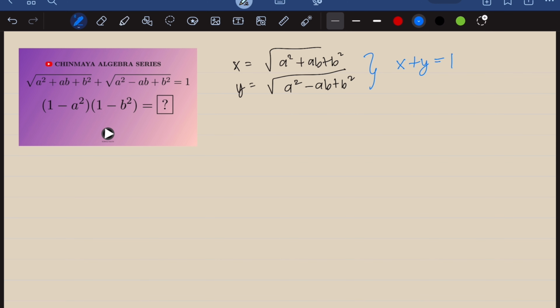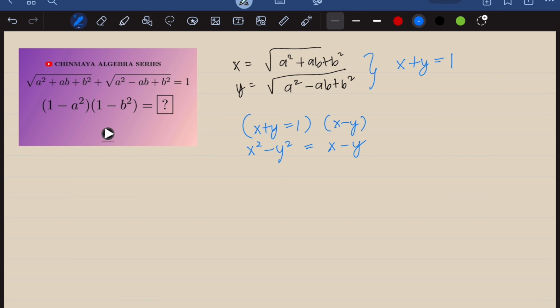We can multiply this equation by the conjugate, so x plus y equals 1, multiply by the conjugate of x plus y in terms of the radicand, that's x minus y. So the left side would be x squared minus y squared, and the right side becomes x minus y.